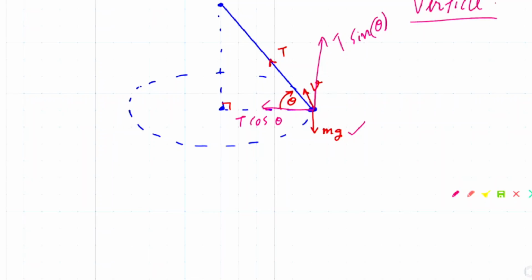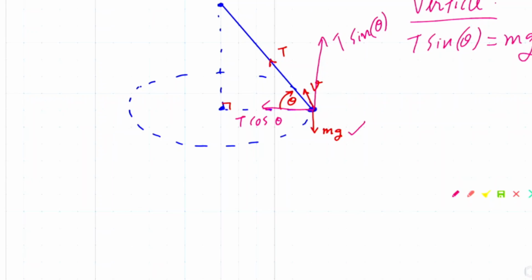I'm just showing you the logic here, right? So once you know the logic, you can make the equations. So vertical force balance, T sin theta is equal to mg. All good? Right?